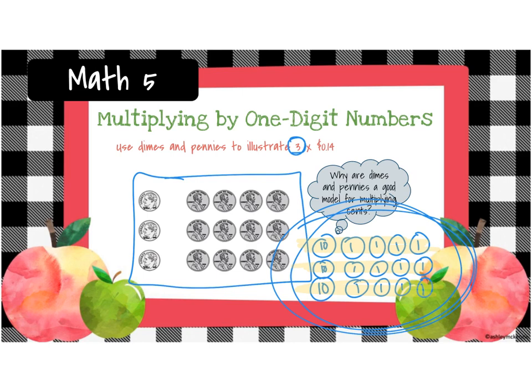Why are dimes and pennies a good model for multiplying cents? Why do you think? Because tens and ones are easy to multiply. Tens and ones are very easy to multiply. They're easy numbers. Okay. Somebody have a different reason why? Another? Because if you just add 10 and 1, it's 11, and 11s are also easy to work with. Okay, and then you can just add the rest. Okay. Awesome.